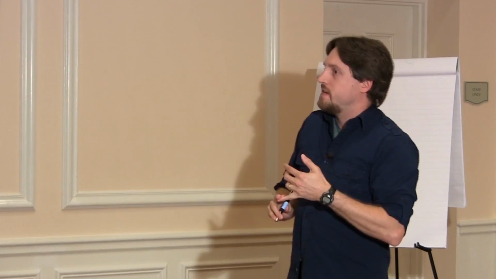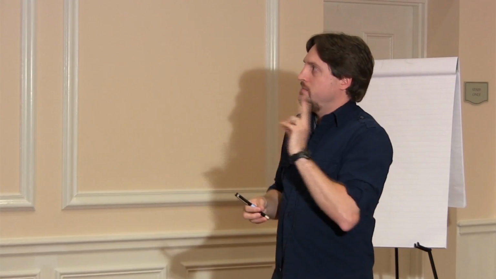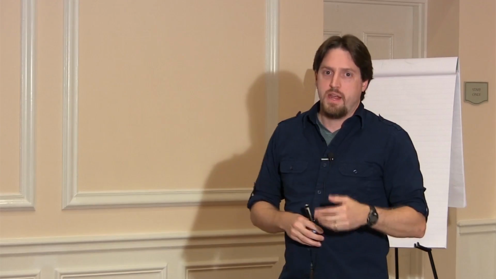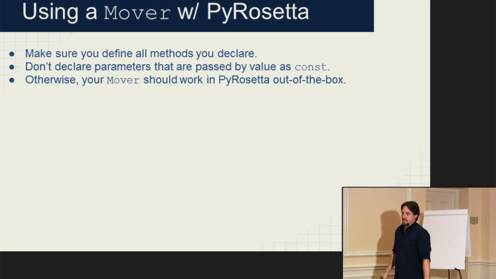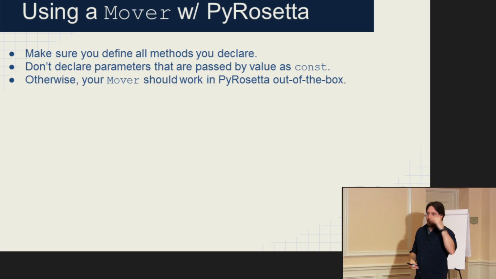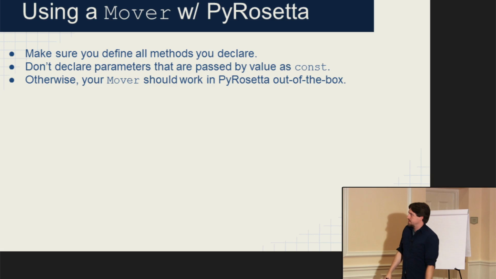To use a mover with PyRosetta, setting it up so that other people can use it is a lot quicker and easier. There's just 2 main things you need to remember. One is if you declare something in your header file, you have to define it in the CC file. Now C++ will let you declare things and then not do anything with them, but if you don't define the methods that you declare, PyRosetta freaks out when Sergey tries to compile it. So make sure you don't declare something and then forget to define it. The other thing was talked about earlier today when Andrew was talking about const, and make sure you don't declare any parameters that are passed by value as const in your declaration. And then if you do those 2 things, everything should work for PyRosetta out of the box.